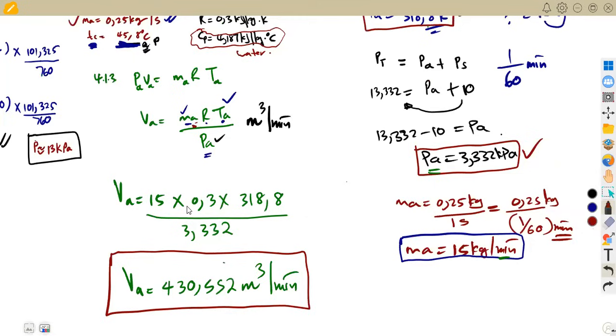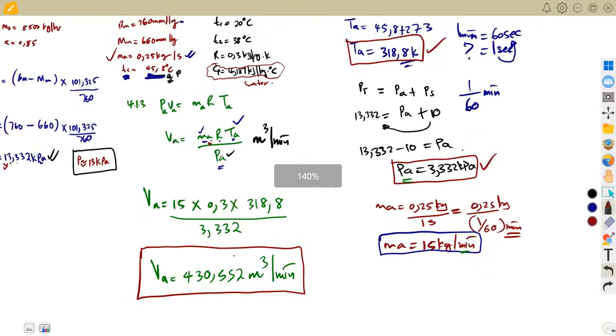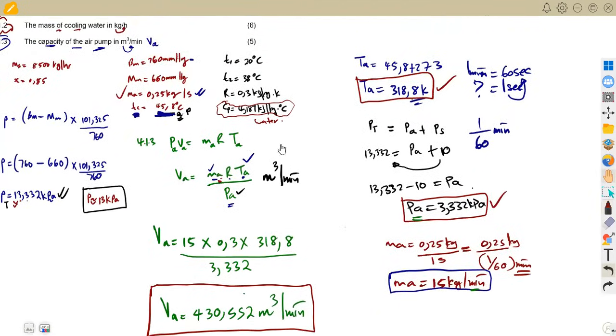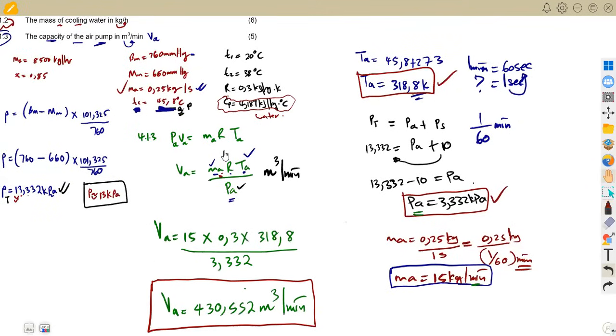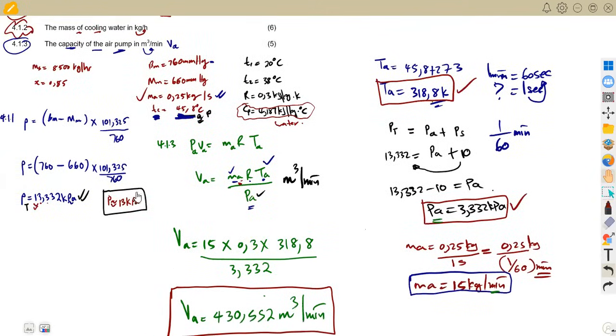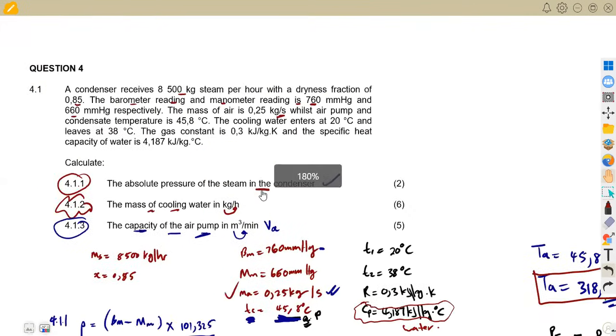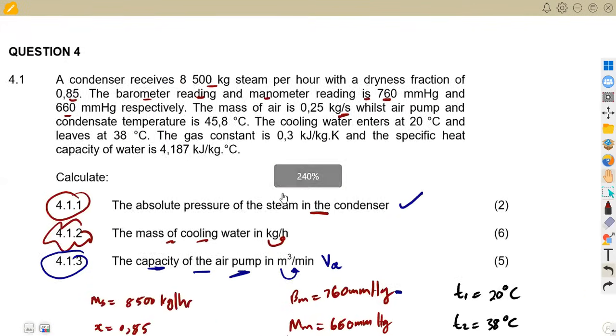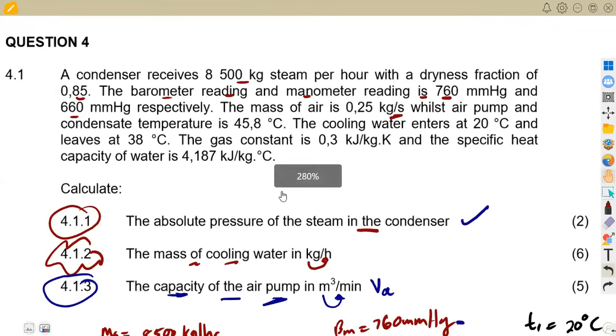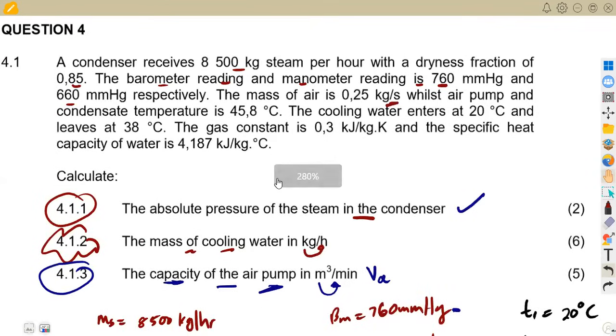If the question is asking you on the capacity, you use the formula PV equals mRT. If the question is on the mass of water, or maybe the temperature at the outlet, or the temperature at the inlet, you use the formula for the heat emitted by steam equal to the heat absorbed by water. These are the two major questions that you'll be given on condensers.